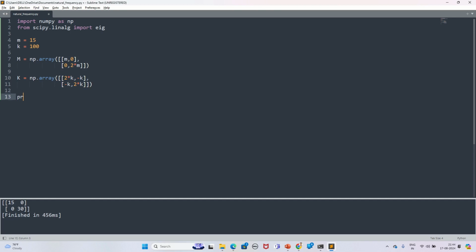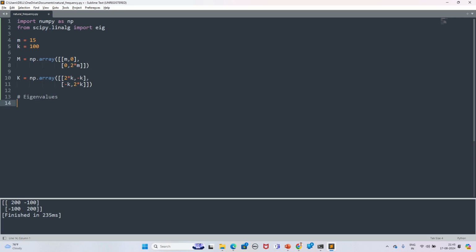We will print K as well. Control B to run the Python file. 200, minus 100, minus 100, 200. Okay, we are ready to go. Next we will calculate the eigenvalues and eigenvectors. Eigenvalues are nothing but the squares of the natural frequencies of the system.